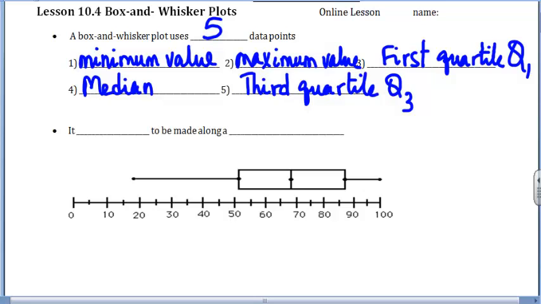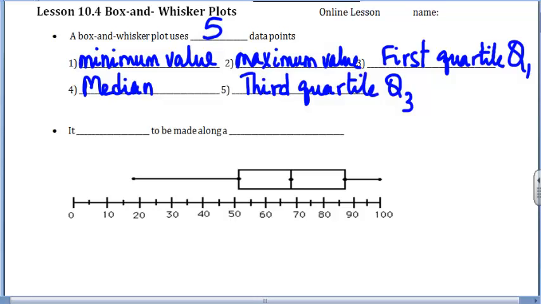The whole point of this lesson, boys and girls, is first to make a box and whisker plot, then to analyze a box and whisker plot which is already given, so you're looking at it and saying, what does this mean? And the third thing is to compare two given box and whisker plots and then see how the data is distributed in both of them.